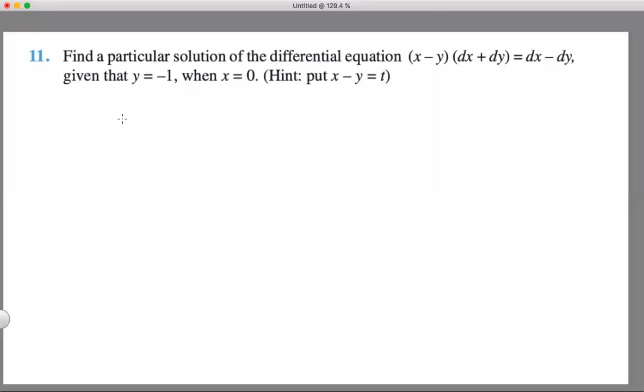How will we proceed with this? Any ideas? Can somebody suggest how we can proceed with this question? What is the first step we should do in any such question? When we have to solve a differential equation, can somebody tell me what is the first step? Also switch on your videos.